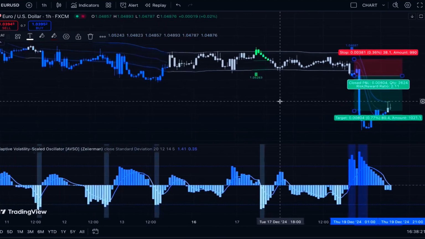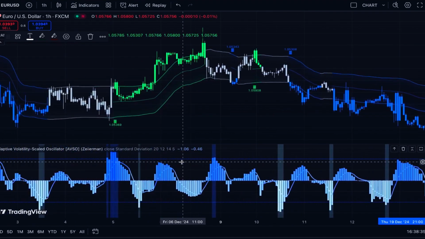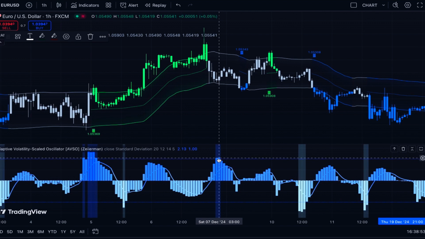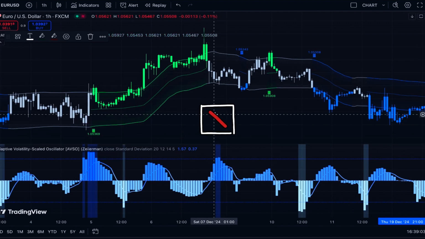Moving back on the chart, for finding trading opportunities, we look at this indicator to see when the histogram is closed above 2. At this point, you can see that these bars are closed above 2, but we don't have any signal from this indicator. So this signal here is rejected.